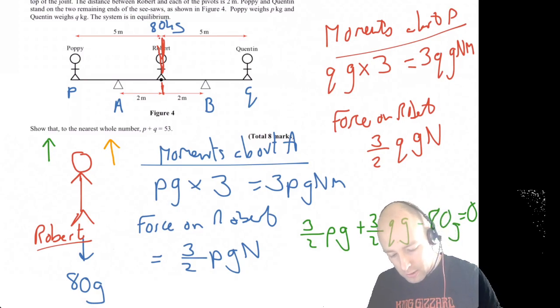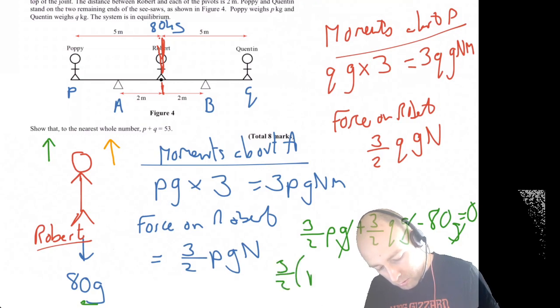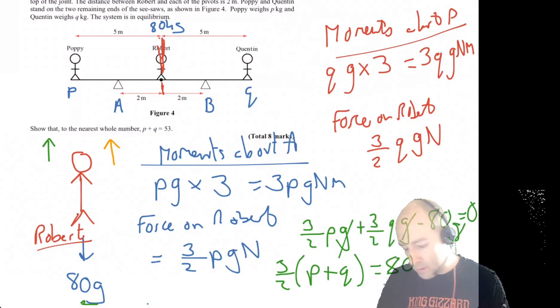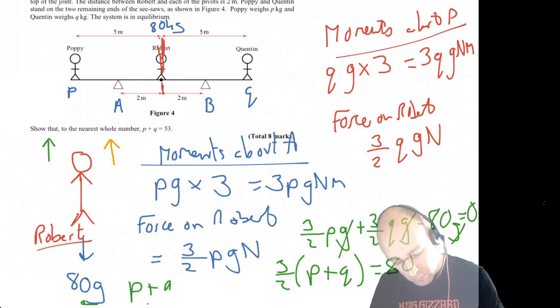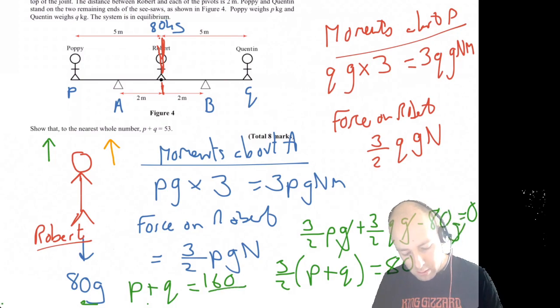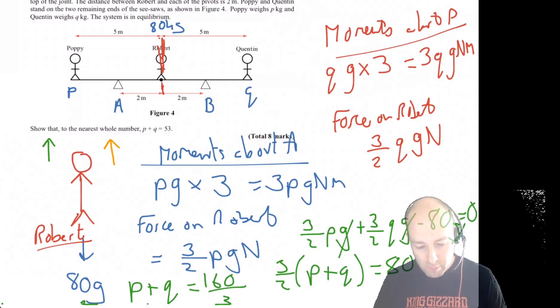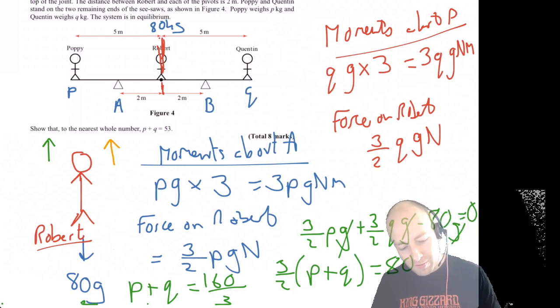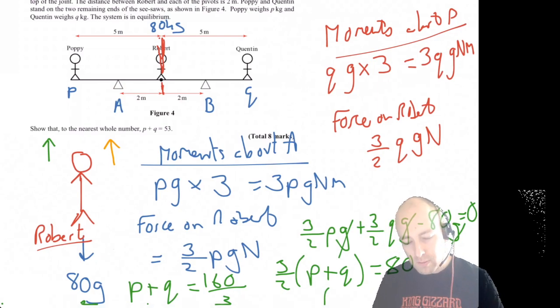So I can get rid of all the G's now, and we get 3 over 2 P plus Q equals 80. Times 80 by 2, you get 160. Divide 160 by 3, and we get P plus Q equals 160 over 3. And 160 over 3 is 53.3, which we round down to 53. So to the nearest whole number, P plus Q is 53.